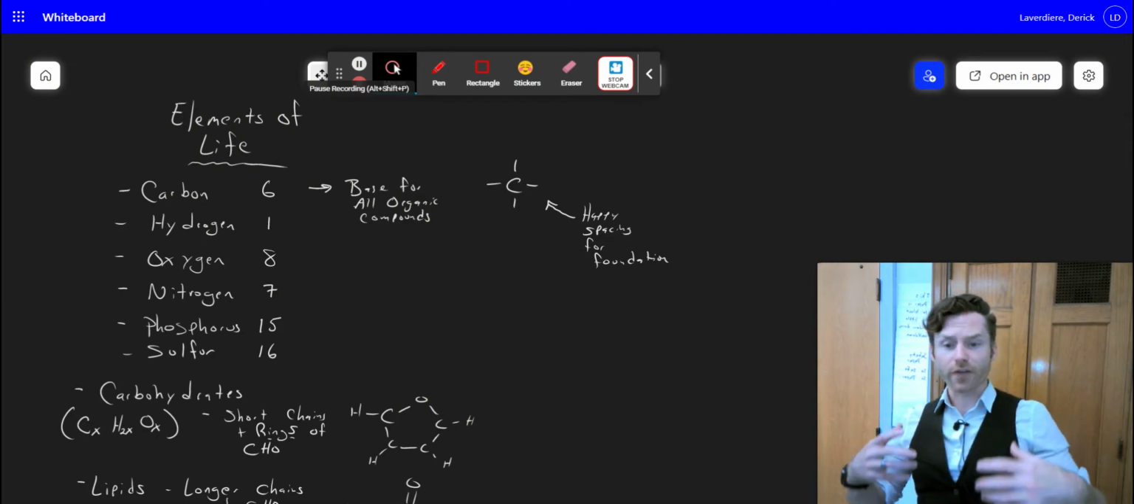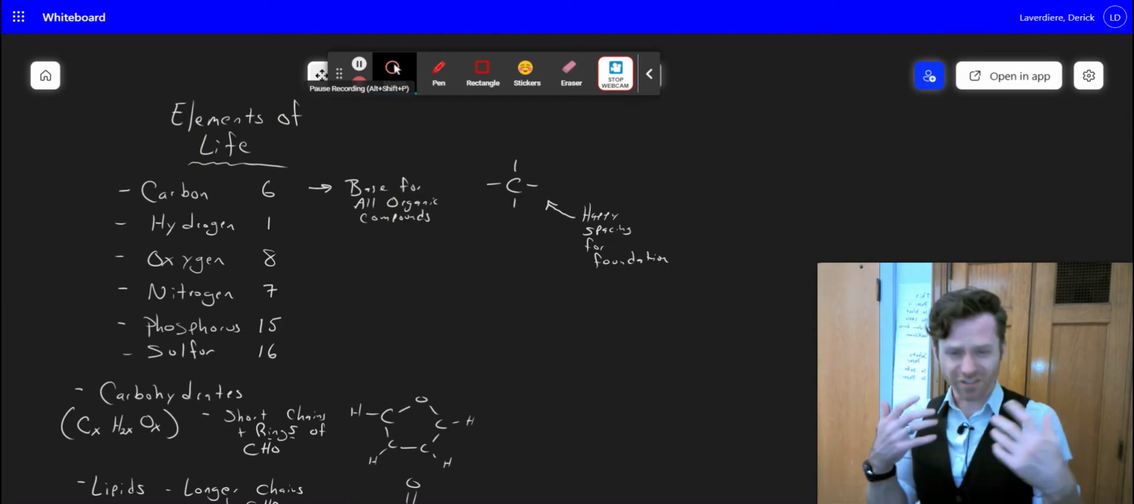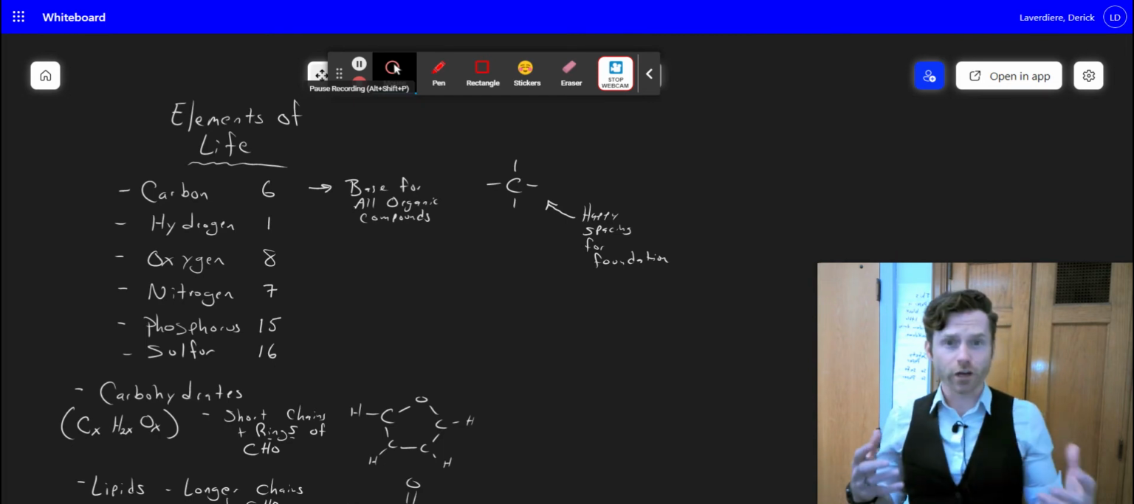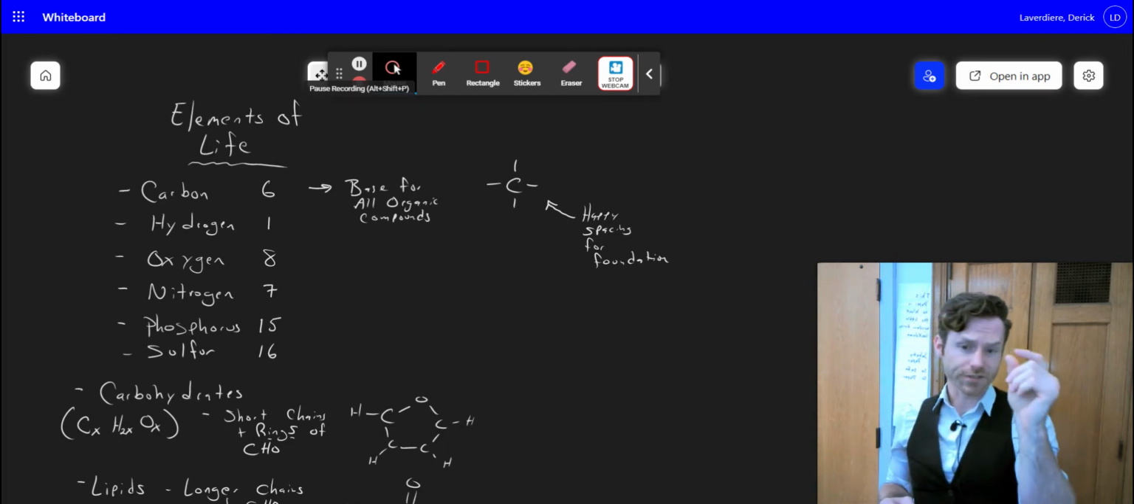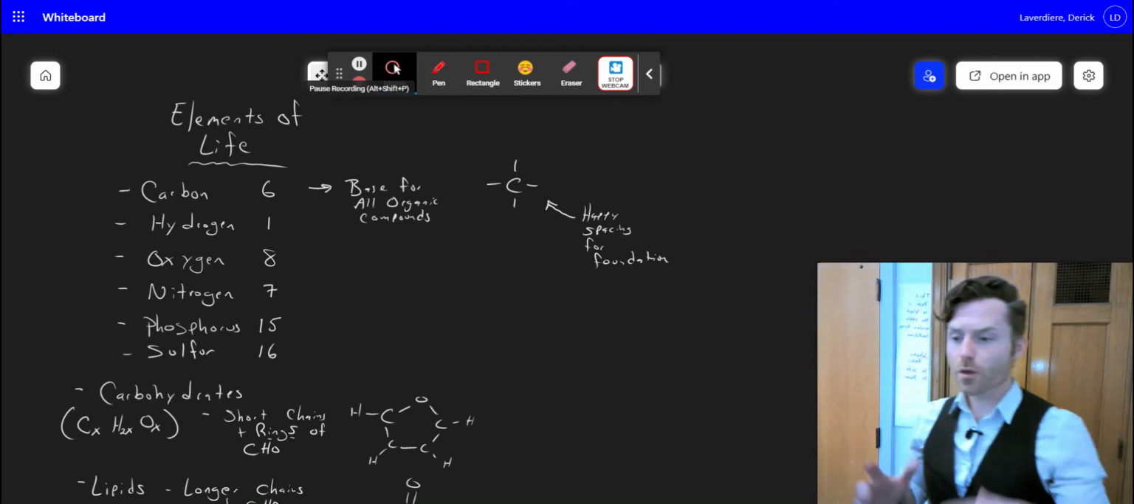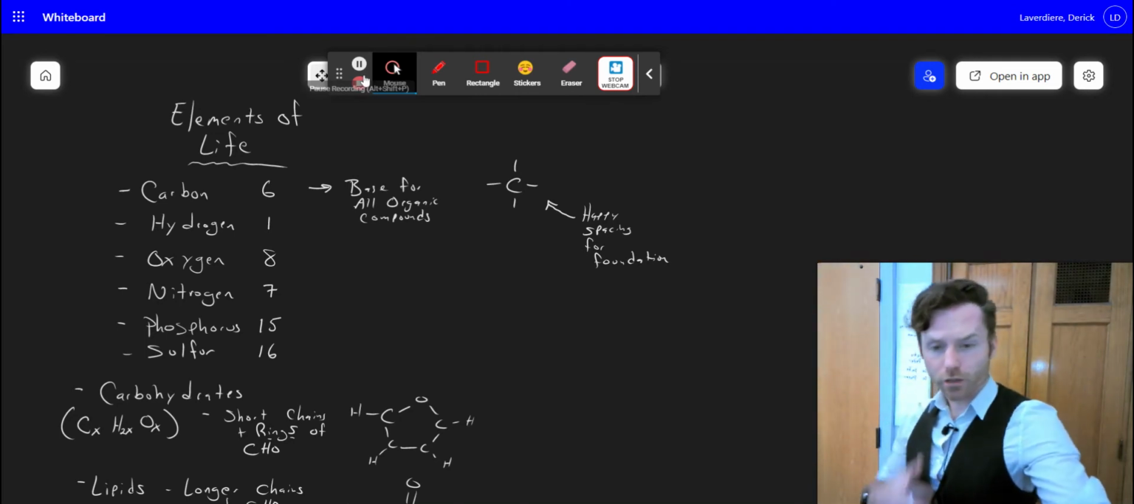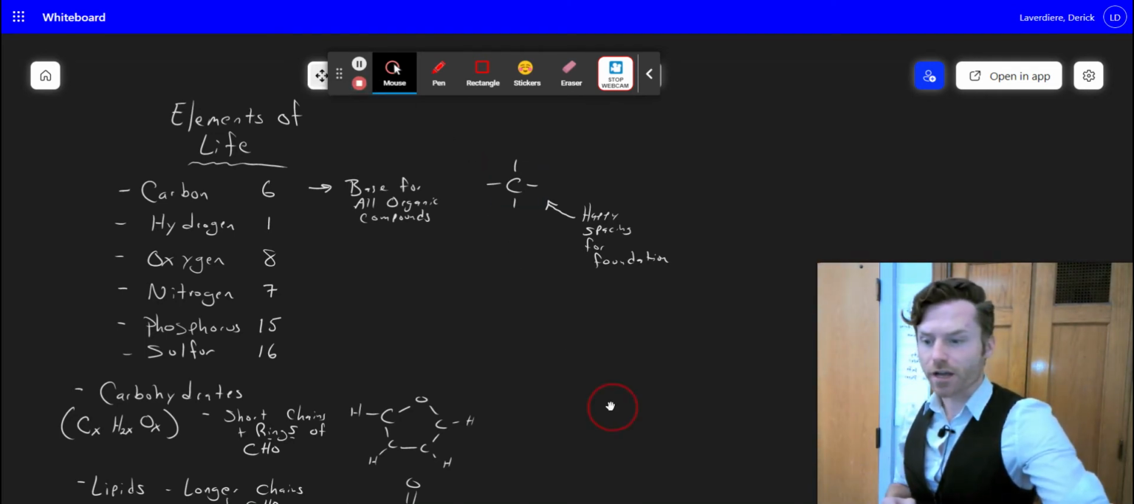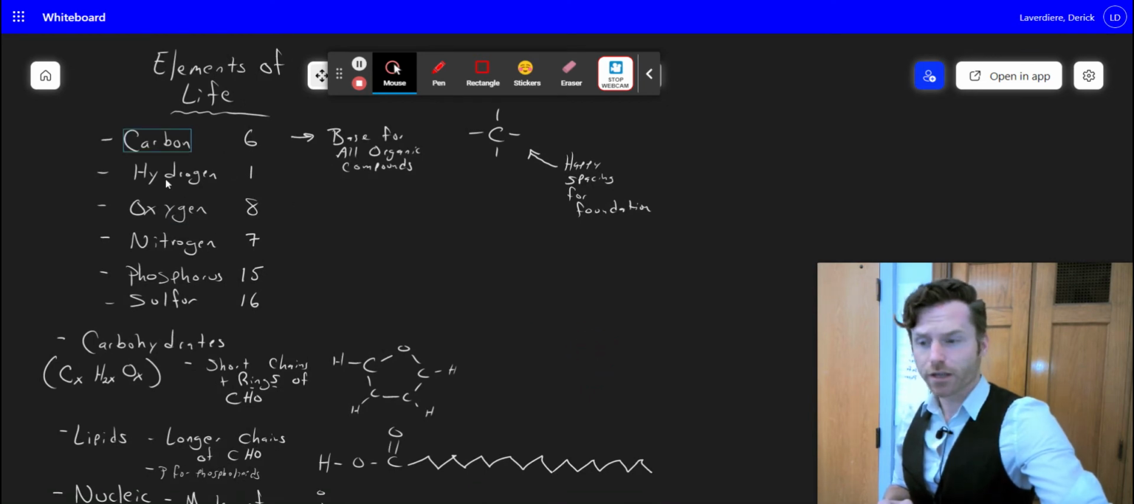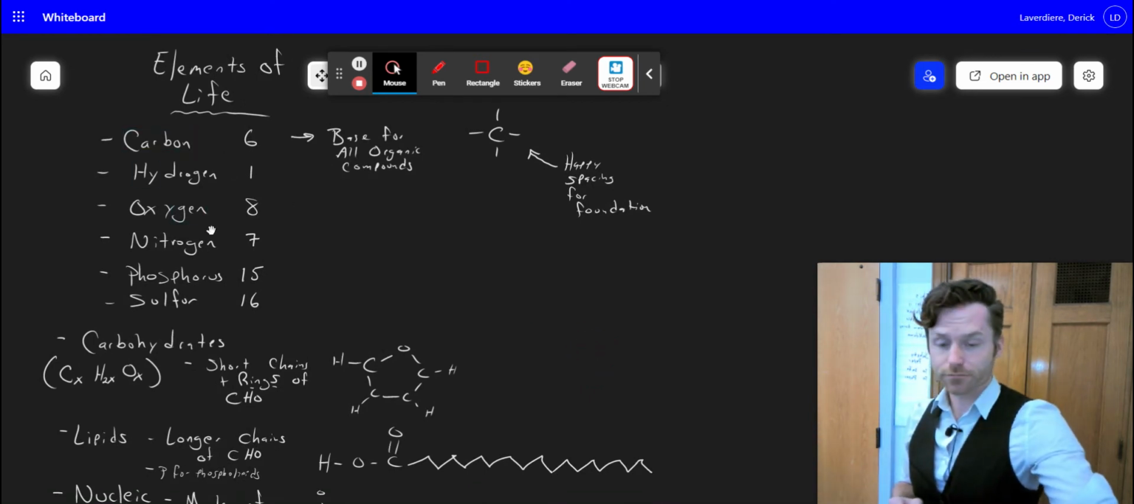Right? Then we have also a bunch of nitrogen. There's a lot of nitrogen in us. There's a fair amount of phosphorus, and there's a little bit of sulfur. Okay? So those are the components, the elements that build up all of our molecules that make us us. Okay? So all living things are composed of these elements.